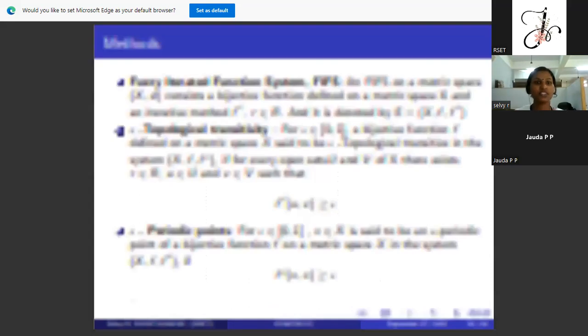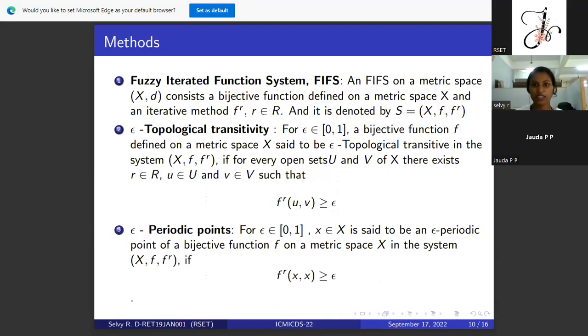So the next definition is fuzzy iterated function system, which is denoted by FIFS. An FIFS on a metric space X consists of a bijective function f defined on a metric space X and an iterative method F^r, r ∈ R, and it is denoted by S = (X, f, F^r).